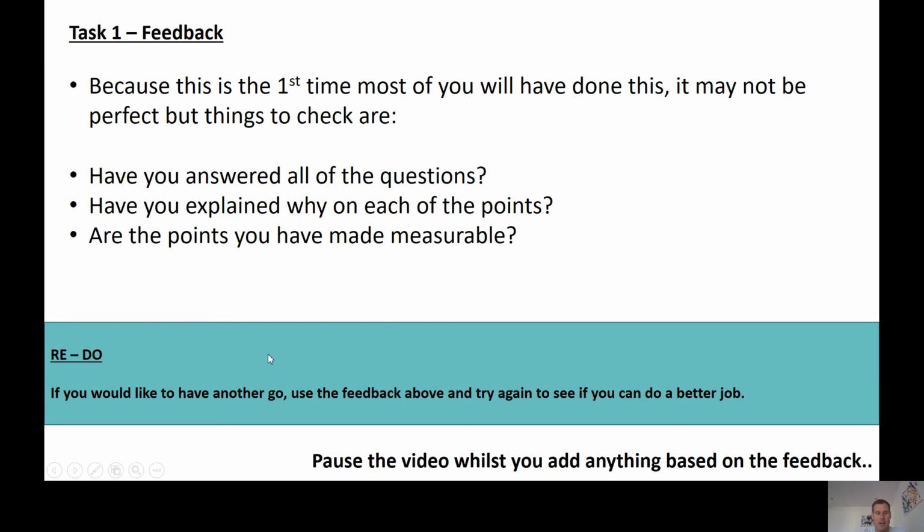So again, a redo. If you'd like to have a go, use the feedback above, try again and see if you can do a better job, or simply use that feedback to improve what you've already done.